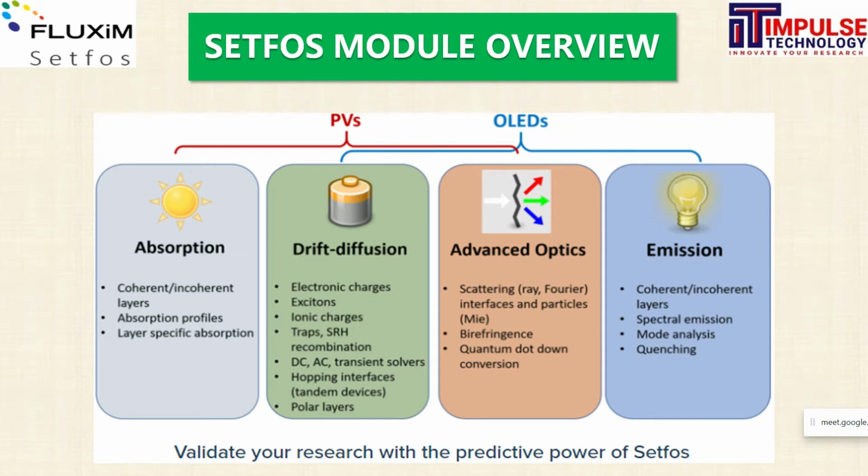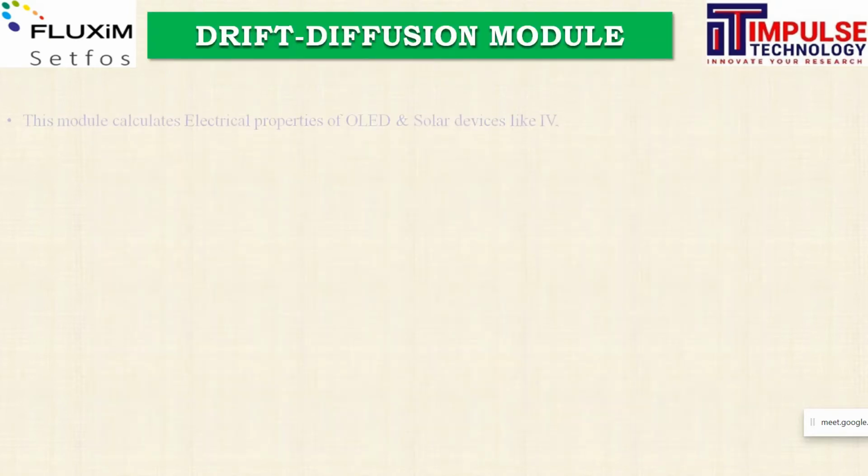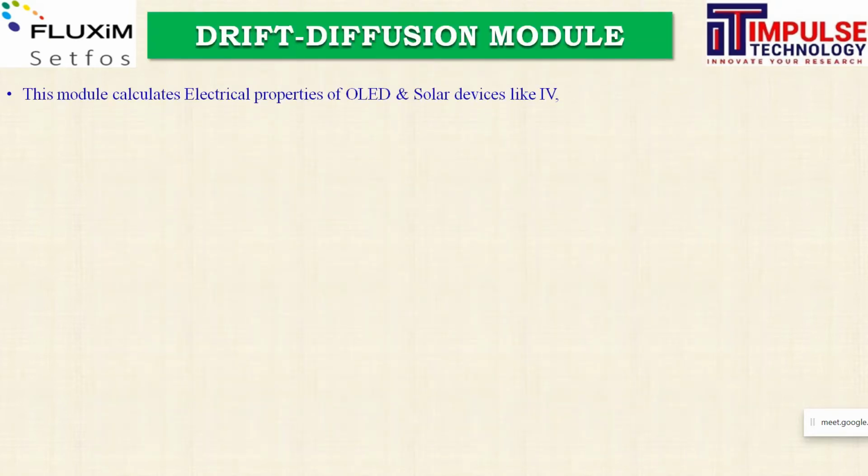So the emission module is for electroluminescence, photoluminescence, radiance, CIE color diagram analysis. This emission module is very important. So these are the different modules for LED and solar cell devices. You can select the module based on your requirements. Now let me discuss each module one by one.